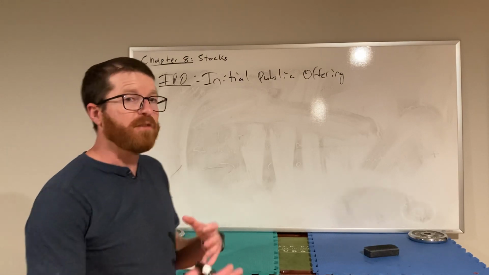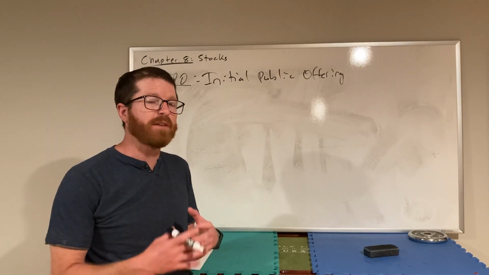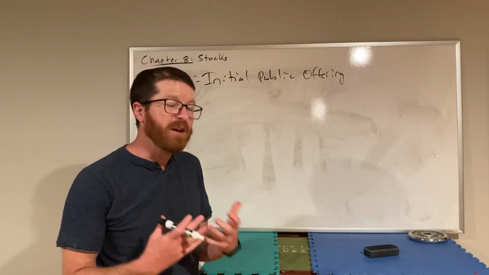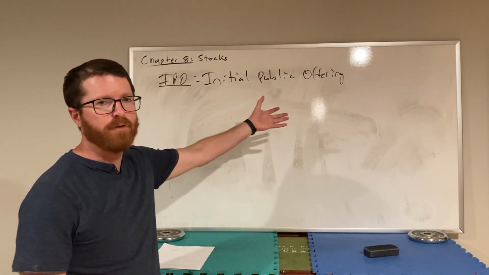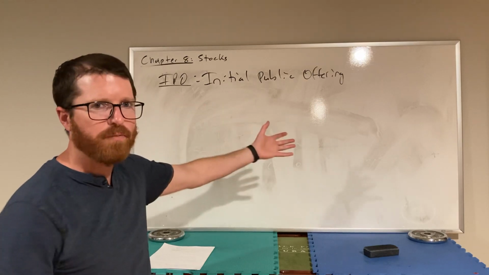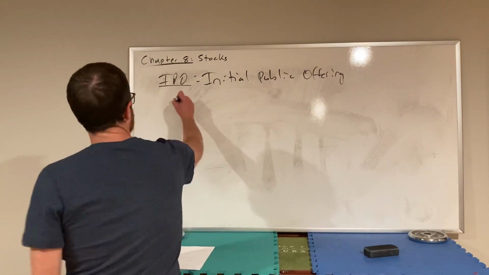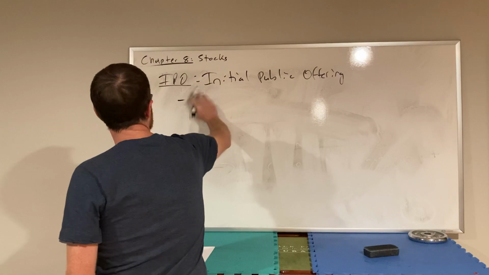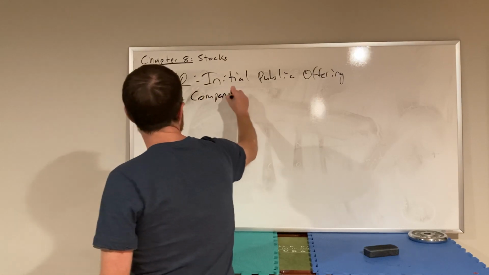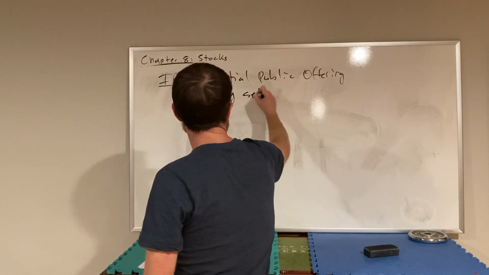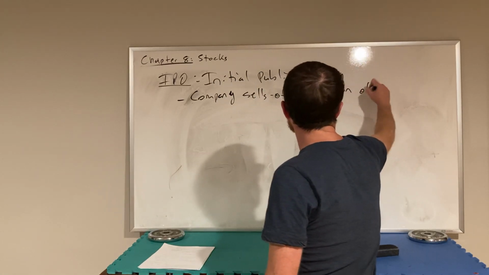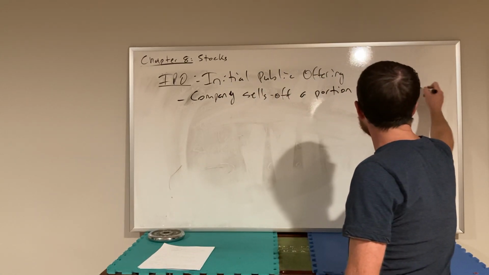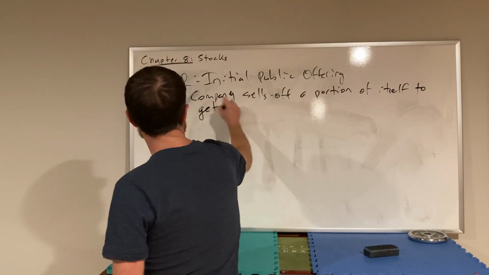So when a company that is not publicly traded decides that they would like to issue stock and become publicly traded, they will have an initial public offering, an IPO. Okay. And what this means is the company will basically sell off a portion of itself to get cash now.